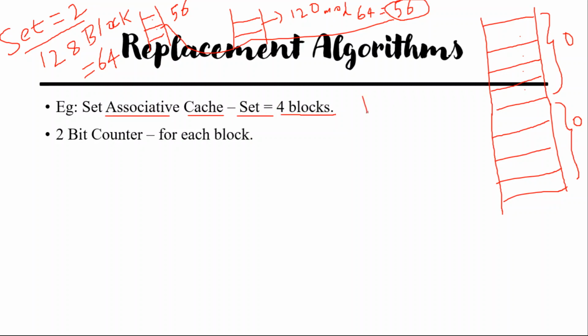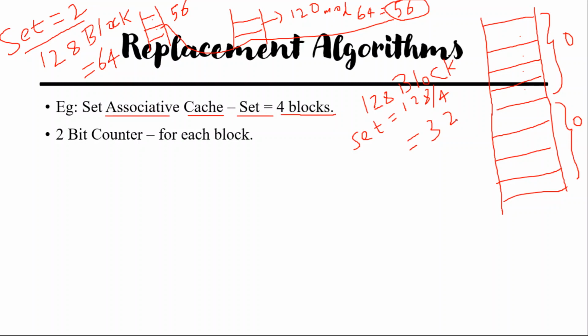Let us assume the same case, where the cache contains totally 128 blocks. If each set contains 4 blocks, then how many sets will we have? The number of sets will be 128 by 4, which is 32. So there are totally 32 sets now, because each set contains 4 blocks.